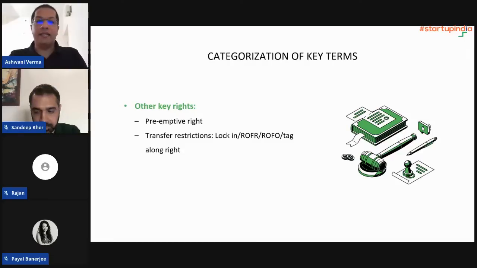Tag along right entitles the right holder to part sell certain of their shares as well along with the transferee. This is generally calculated on pro rata basis. Say, for example, if a founder is selling 5% of its shares, the tag along right holder will also have the right to transfer 5% of the shares along with the founder. And the founder or the seller will have to make that transfer happen.